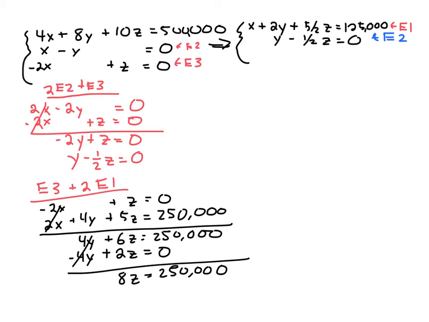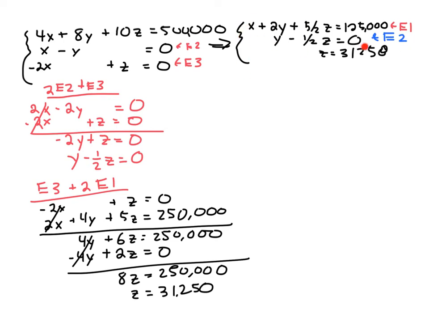Alright, so lastly, I need to get the z completely by itself. So I need to divide both sides by 8 to find what z is. So z is 250,000 divided by 8, which is 31,250. Okay, so let's go ahead and write that up top here. This is our new equation 3. So z equals 31,250.